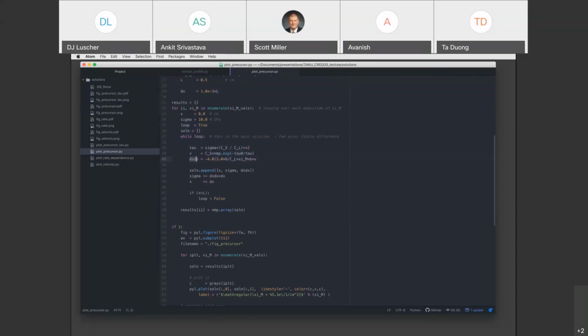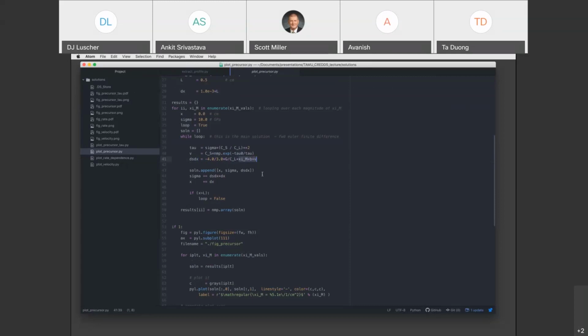And then I compute the derivative or the slope, d sigma dx, which I listed here as just ds dx, which is minus 4/3 times the shear modulus normalized by the longitudinal wave speed multiplied by the mobile dislocation density times the Burgers vector magnitude times dislocation velocity.